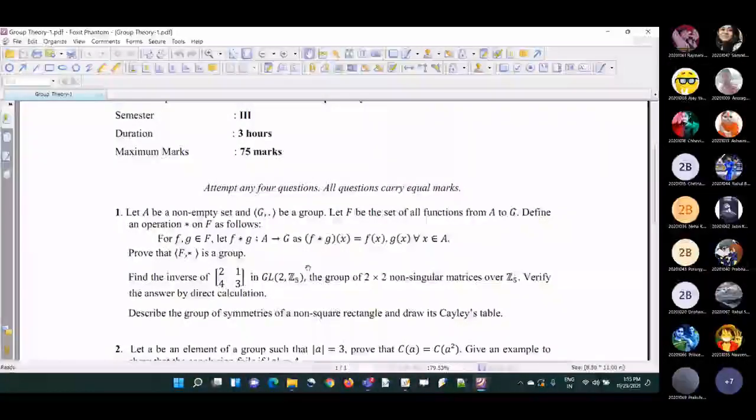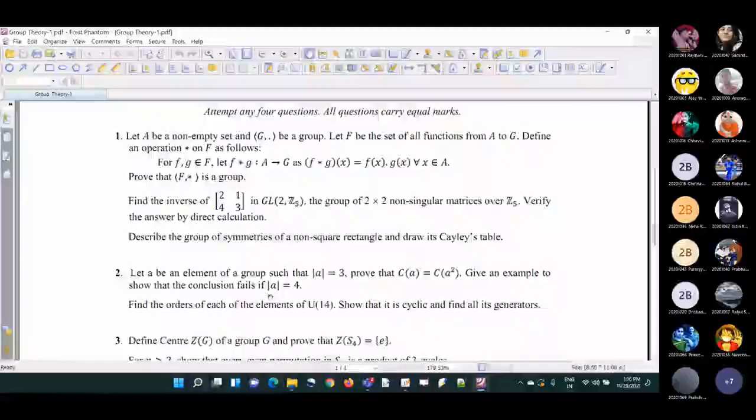We need to see, in view of the definition, that first thing is that this operation should be well defined and that this should be closed and associative also. There should be inverse in F, capital F, and then identity also.